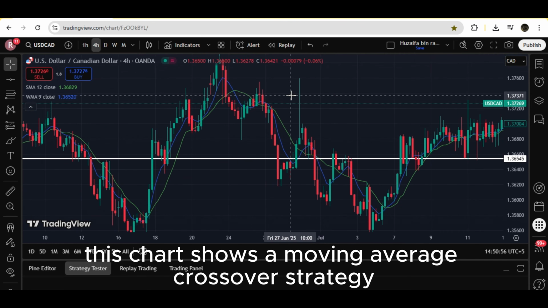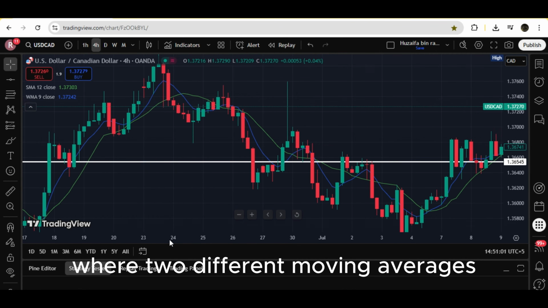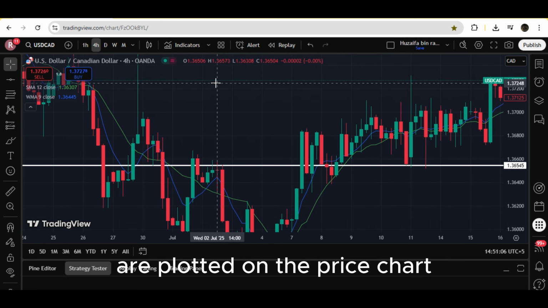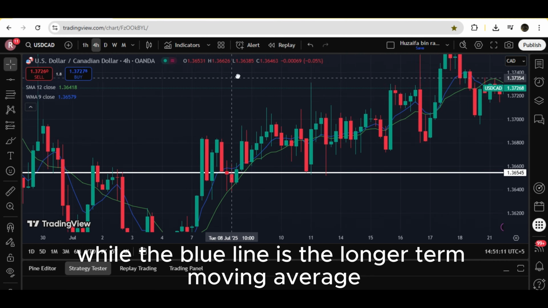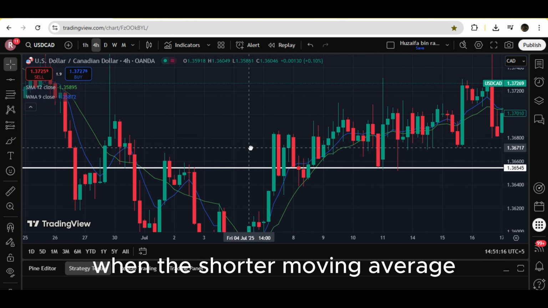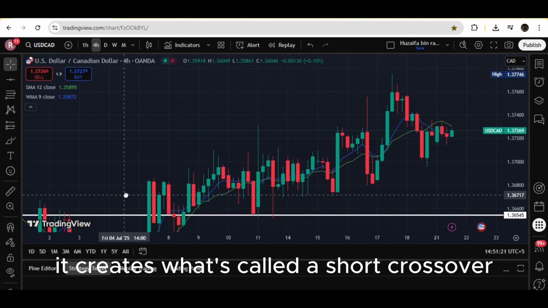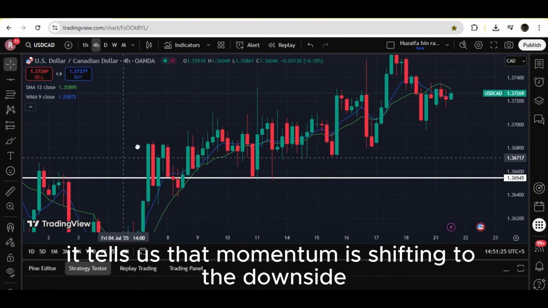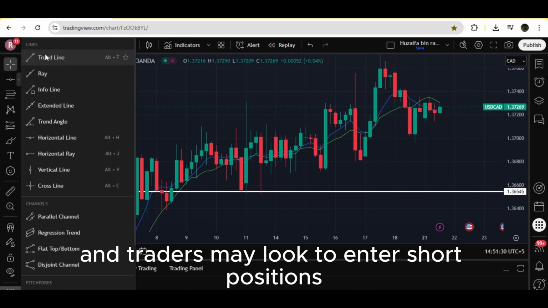This chart shows a moving average crossover strategy, where two different moving averages, one short-term and one long-term, are plotted on the price chart. The green line represents the shorter-term moving average, while the blue line is the longer-term moving average. When the shorter moving average crosses below the longer one, it creates what's called a short crossover. This is a bearish signal. It tells us that momentum is shifting to the downside, and traders may look to enter short positions.